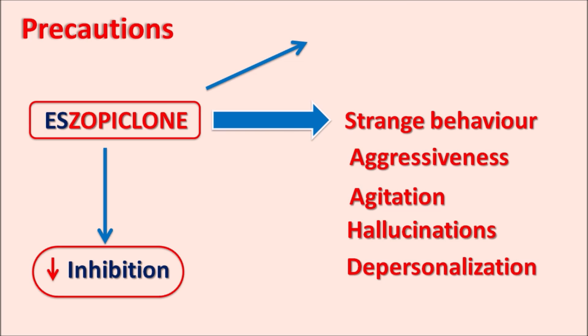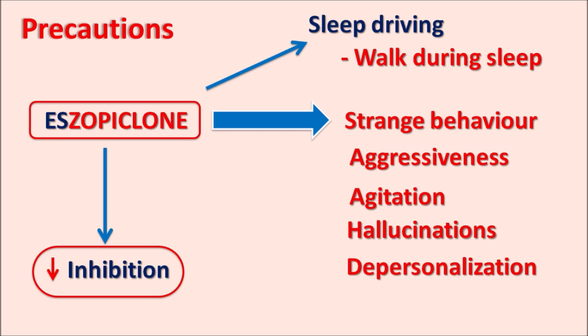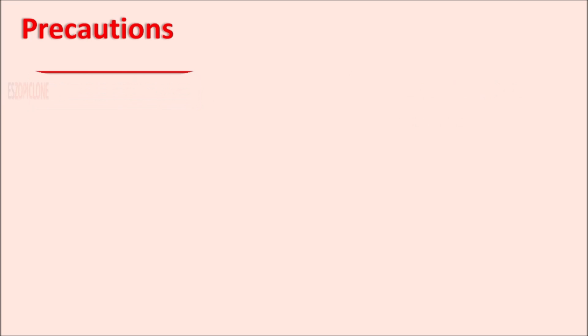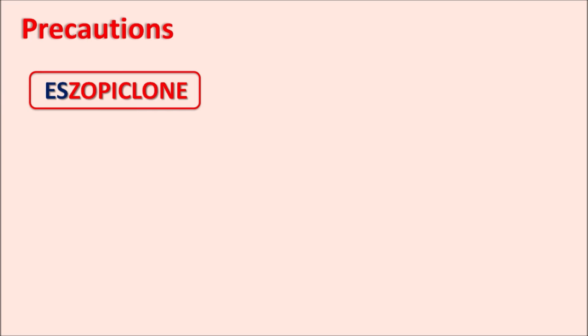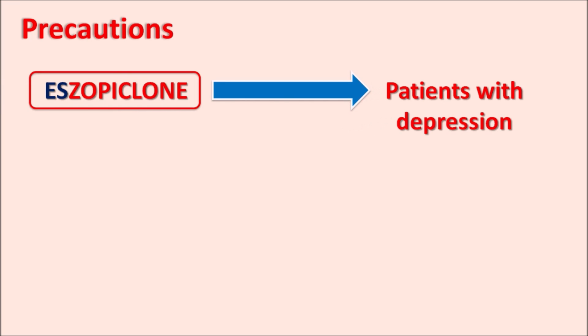This drug can also produce another abnormal activity in the patients. It can produce some sleep driving. In this condition, the patient loses awareness, and during sleep they can perform a few activities, for instance walking during sleep or eating food during sleep. Such abnormal behavior may be observed in patients who are treated with this drug. So precautions should be taken to control these effects in the patients. The second important precaution is the use of this drug in patients with depression.